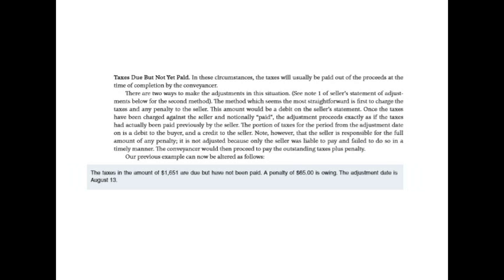Note, however, that the seller is responsible for the full amount of any penalty. It is not adjusted because only the seller is liable to pay and failed to do so in a timely manner. The conveyancer would then proceed to pay the outstanding taxes plus the penalty. Our previous example can now be altered. This is in blue. The taxes in the amount of $1,651 are due, but have not been paid. A penalty of $65 is owing. The adjustment date is August the 13th.